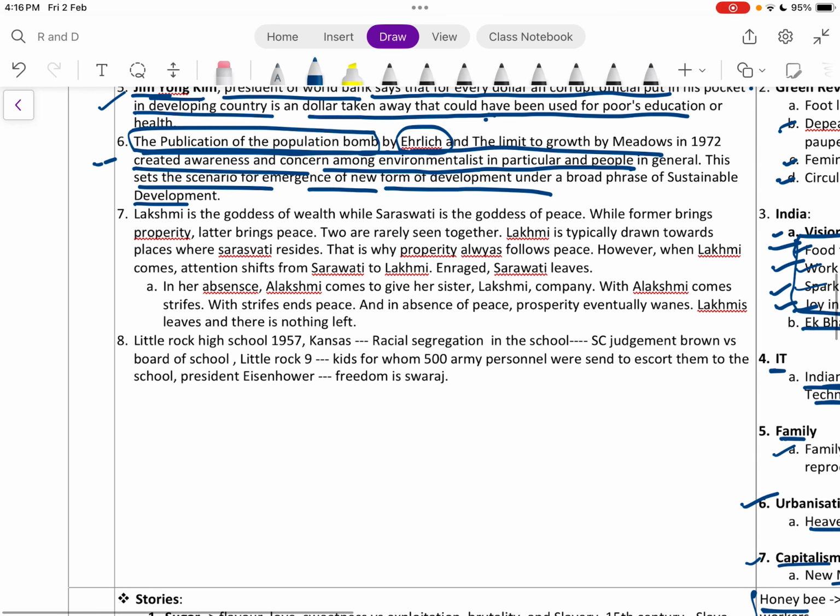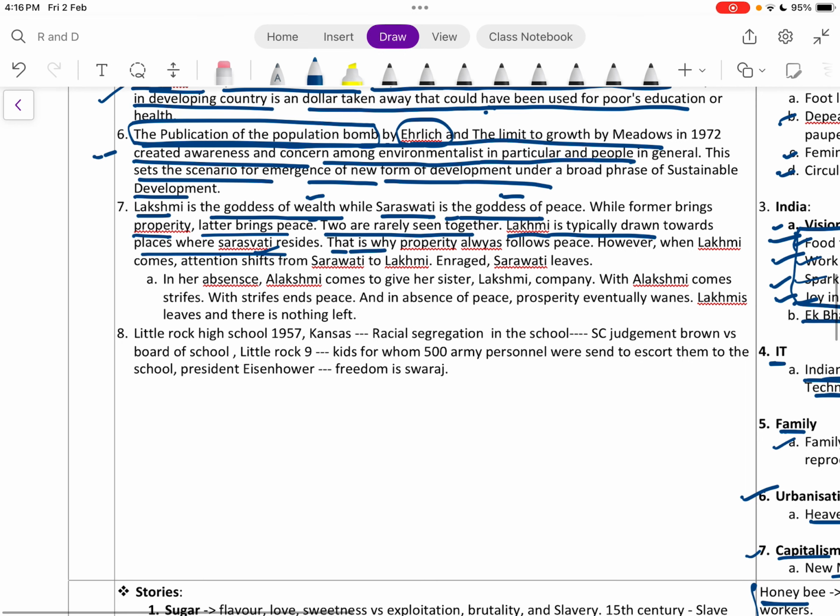Lakshmi is the goddess of wealth, while Saraswati is the goddess of knowledge. While the former brings prosperity, the latter brings peace. The two were rarely seen together. Lakshmi is typically drawn towards places where Saraswati resides. That is where prosperity always follows peace. However, when Lakshmi comes, the attention shifts from Saraswati to Lakshmi.